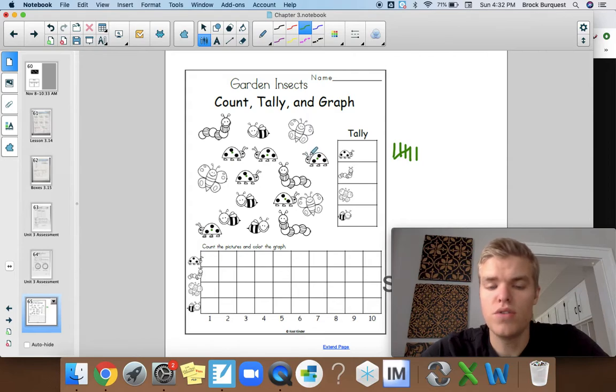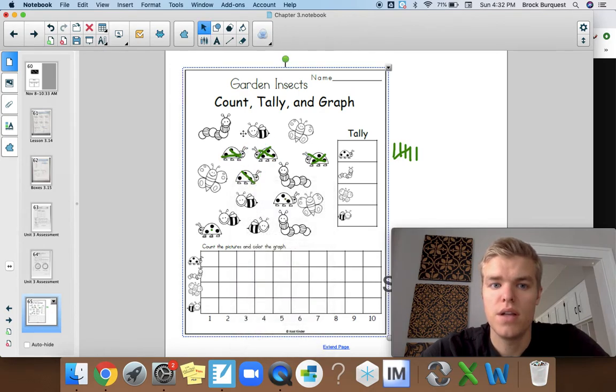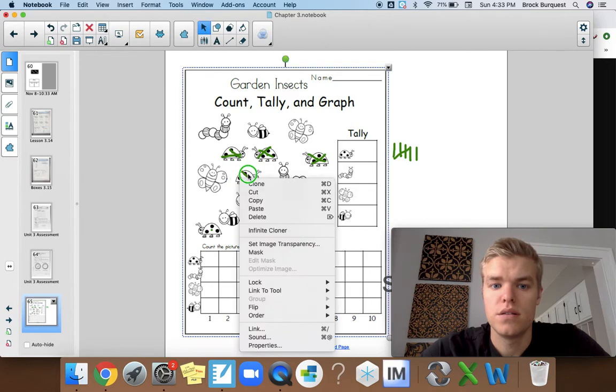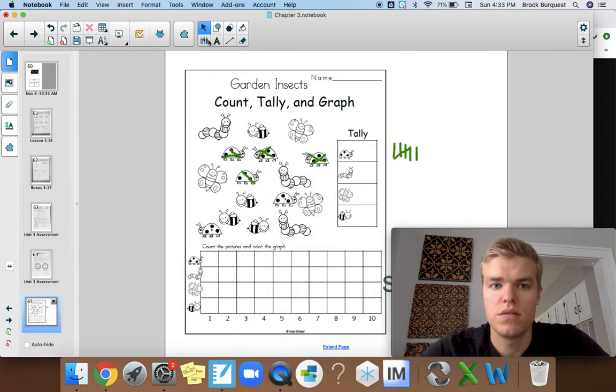What I'm also going to do is cross them off here so I know that I've already counted them. This is a good way to make sure that you count every single thing in your data so that you don't miss it or count the wrong number. So I crossed off 4, 5, 6. Perfect.